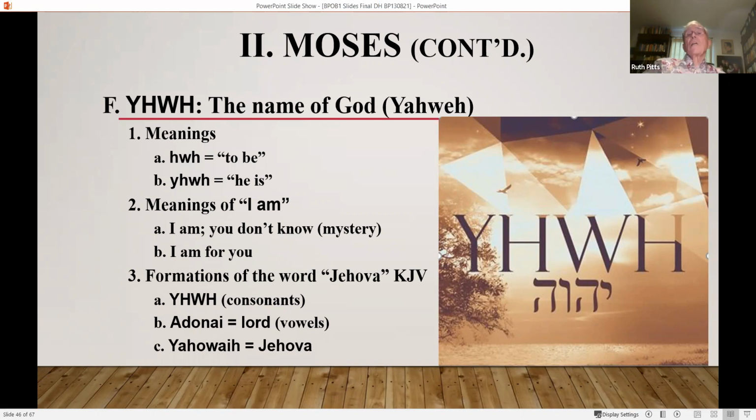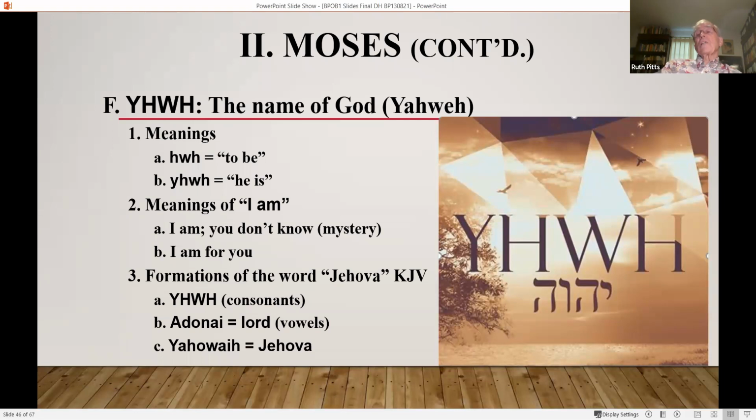But in any case, let's go to the meanings. You have to be, or YHWH simply means he is. The tense is not given. It can be he is or he will be or I will be. So the meaning of I am that I am can be you don't know who I am, it's a mystery, or it can also be, and more likely it seems to be, I am the one who is for you. I am beside you. I support you. I'm beside you.